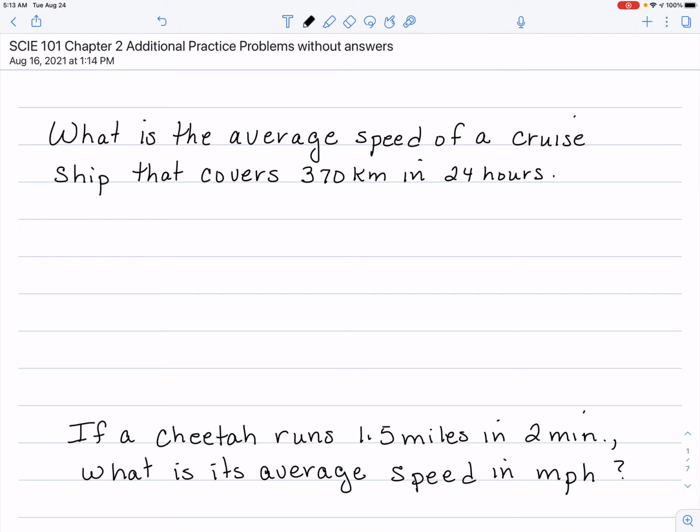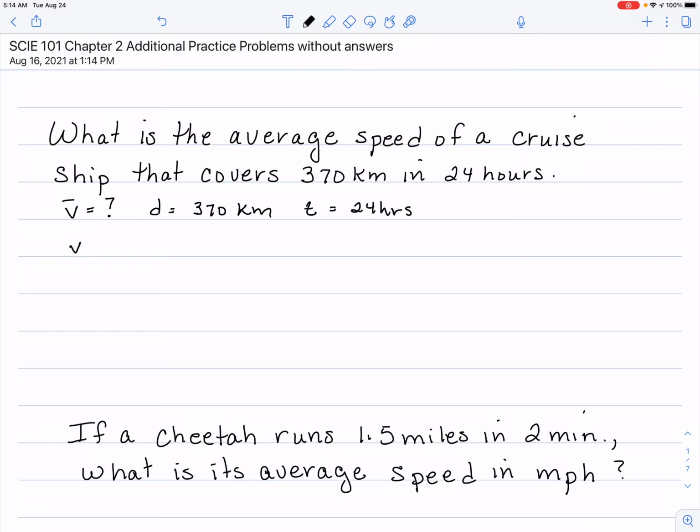So our first one we want to do is you're asked for the average speed of a cruise ship that covers 370 kilometers in 24 hours. So let's start with our list. We're looking for average speed. You're given the distance in the problem of 370 kilometers, and you're given a time of 24 hours. You're not told specifically what units your answer has to be, so therefore you don't need to convert anything.